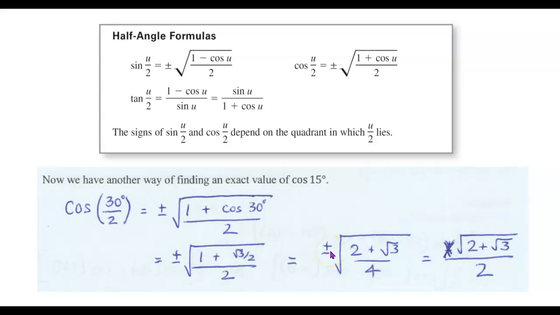And I'm going to dispense with the plus or minus because I know that 15 degrees is an angle in quadrant 1, and its cosine is a positive number. So the cosine of 15 degrees is exactly the square root of 2 plus the square root of 3 over 2.